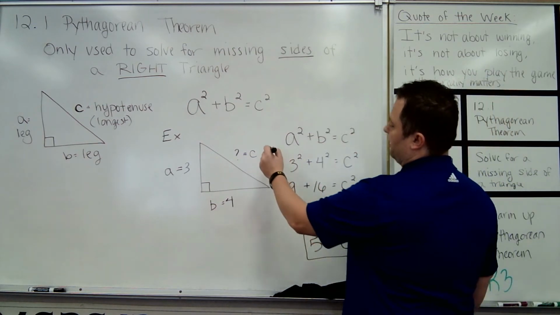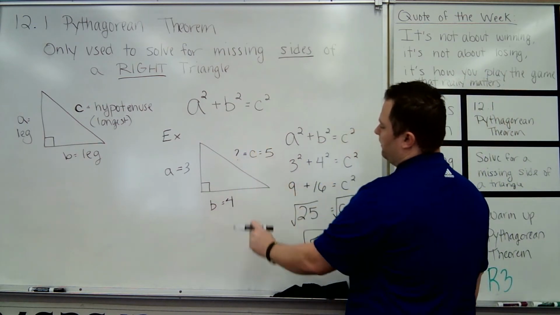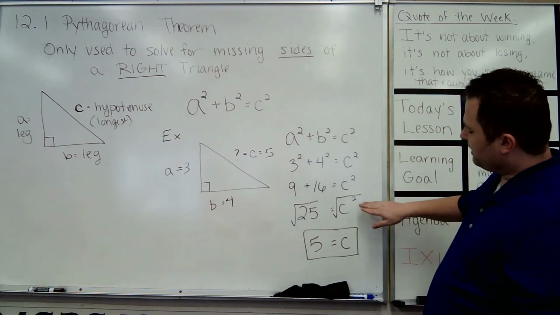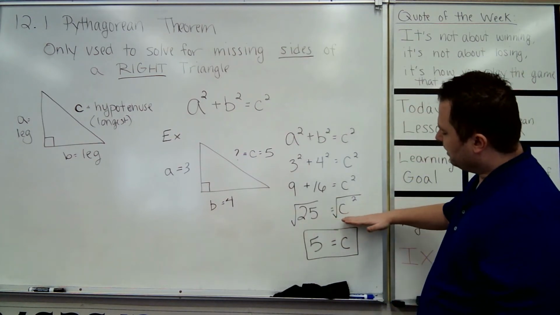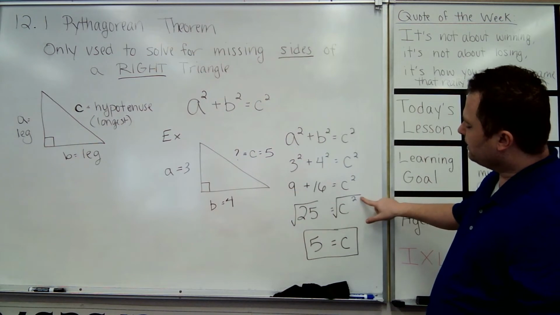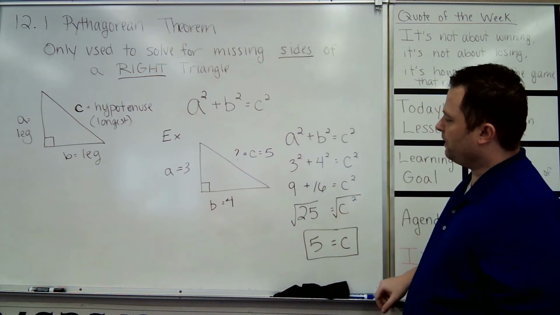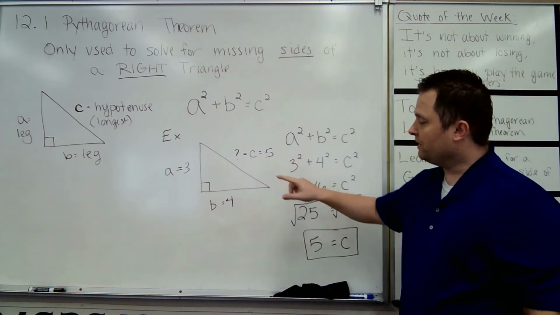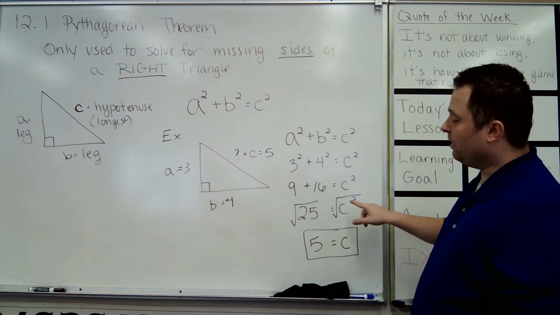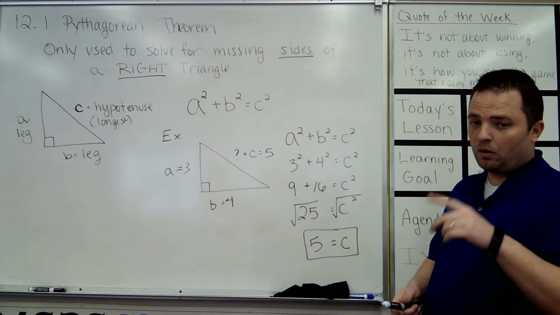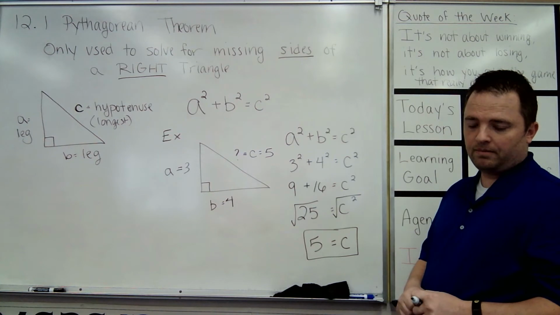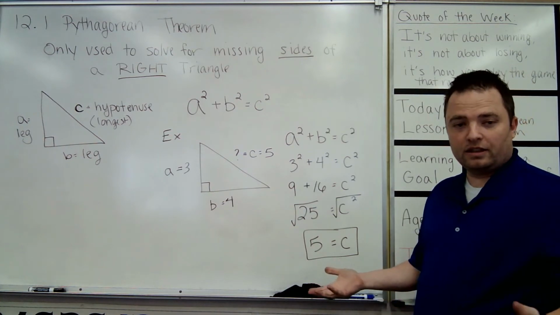Means this missing side length is equal to 5. Remember this step. This is where we're most likely going to get stuck in a lot of our examples. C squared is equal to 25. Not the value of c. C times itself is equal to 25. And I only want one c. Okay? Let's take a look at another example.